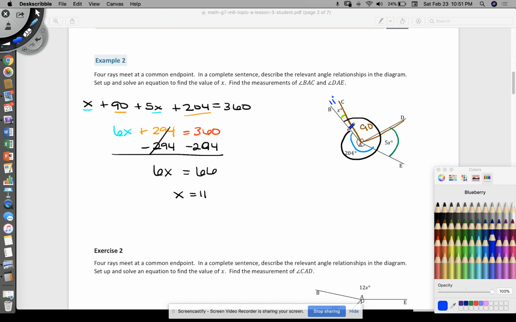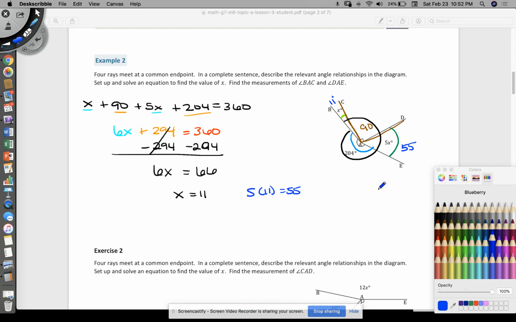Which kind of makes sense. You also want to use a little common sense here. That's a very small angle, and 11 is going to be a very small angle. So if you get an answer like 165, then you know you did something wrong, because that's a really small angle. But I do need to find this one over here. So I'm going to say 5 times 11 is going to give me 55. So this angle here is 55. And now you've solved for all your x's.